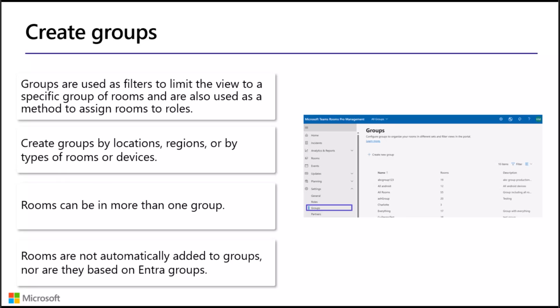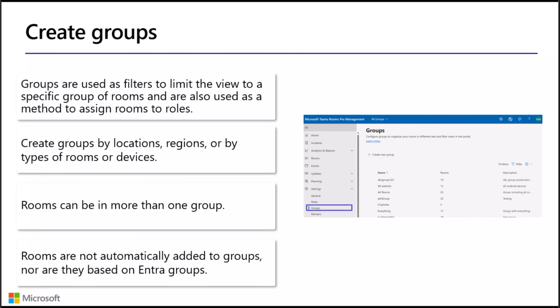Groups are used as filters within the Pro Portal to limit the view to a specific group of rooms, and are also used as a method to assign rooms to roles. Rooms are not automatically added to groups, nor are they based on Azure AD groups. Each organization must create their own room groupings to suit their needs.